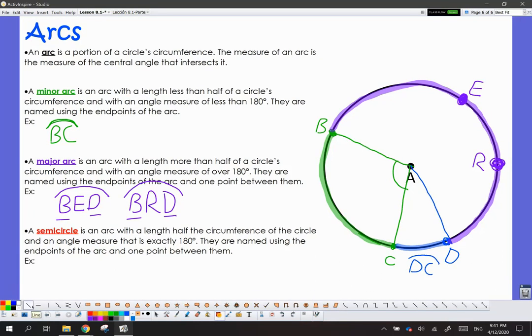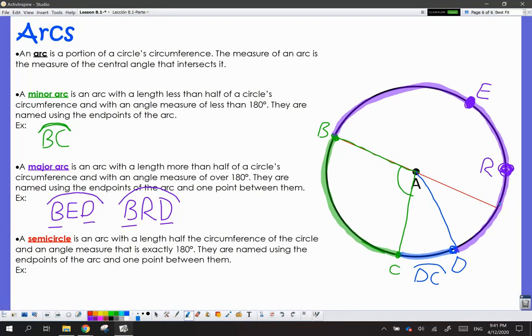All right, now the semicircle. Hopefully you're familiar with the semicircle a little bit. A semicircle is an arc with exactly half of the circumference of a circle and an angle measure that is exactly 180 degrees. And they are also named using the endpoints of the arc and one point that's in between them. So here, I drew a diameter. I have my diameter here. And you see that I'm starting at point B. And I'm going to call this point, let's say point, what letter have I used? Q.